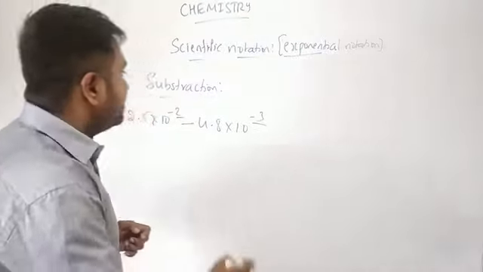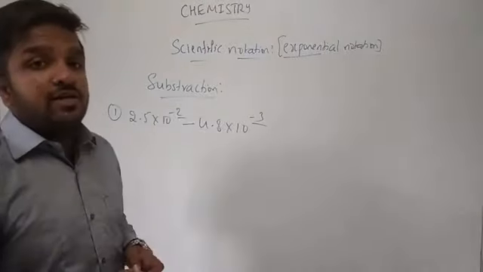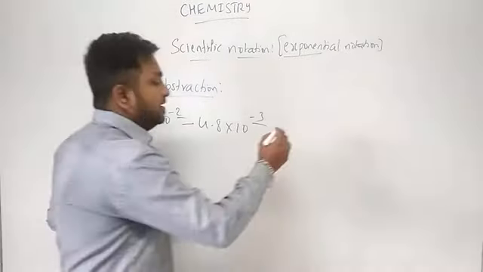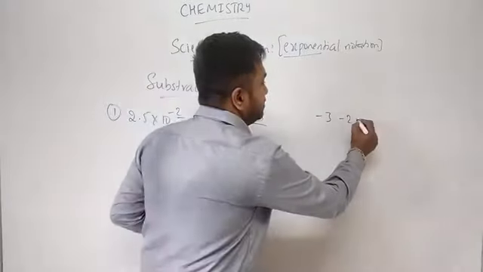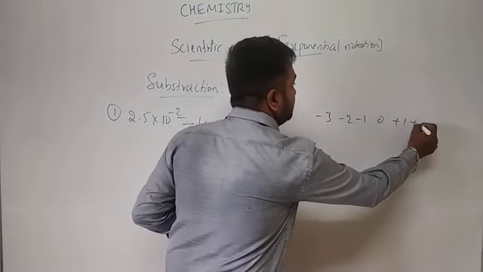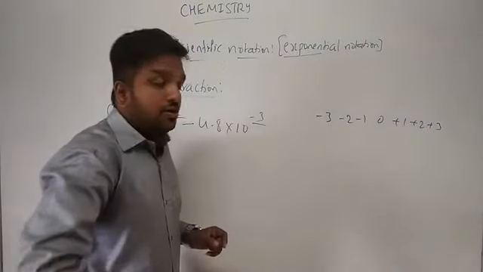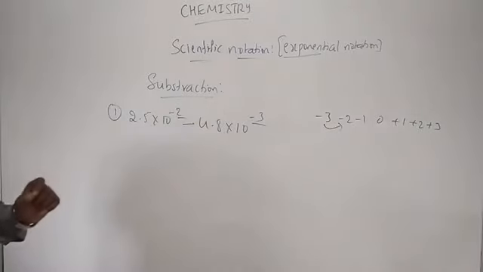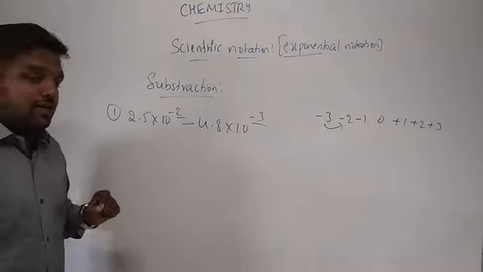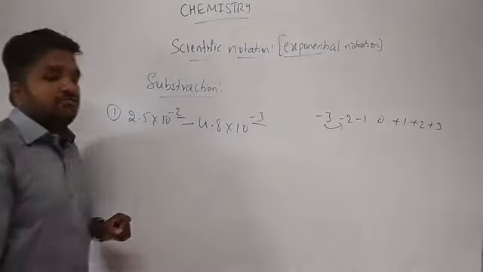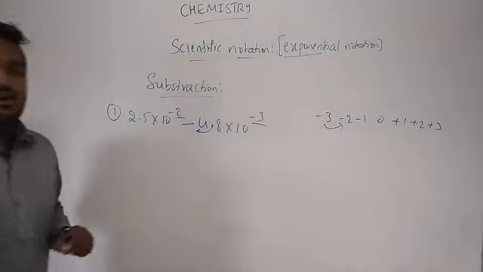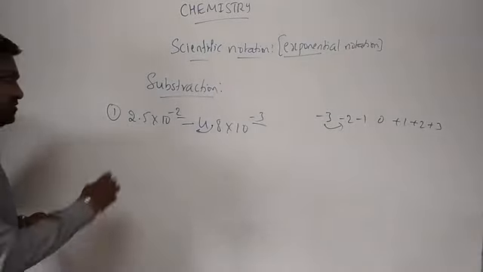So now let us convert this minus 3 to minus 2. It means that we are increasing here: minus 3 to minus 2, minus 1, then 0, plus 1, plus 2. Clear? So we are increasing it. If we are increasing it, then what should be the position of the decimal point? It should move towards the left side. Clear?